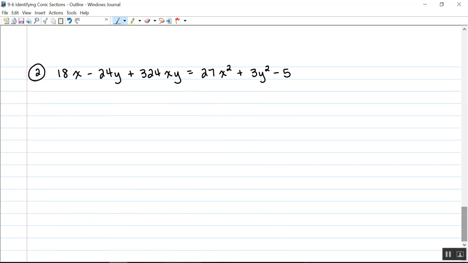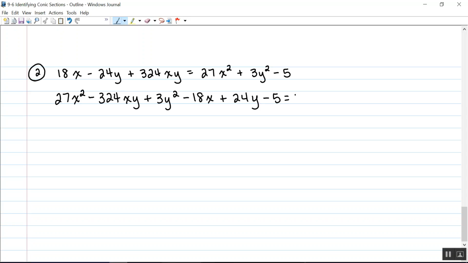Okay, and our last example here, I'm noticing I do have an x squared, I do have a y squared, and I do have an xy term. I'd like to keep my x and y positive if I can, or at least my x squared term positive. So I'm going to move everything over here, but I'm going to write it this way. So 27x squared, and then if I were moving this term to the other side, it would become a negative 324xy, and then plus 3y squared. And now my x term is going to move over, 18x. My y term is going to move over, plus 24y, and my constant is already there.